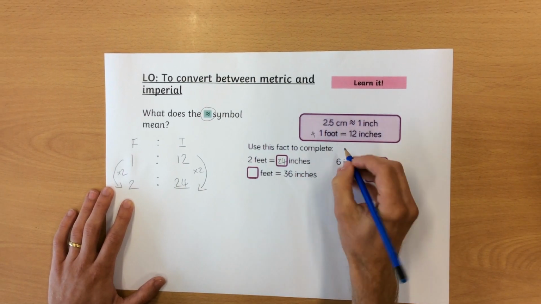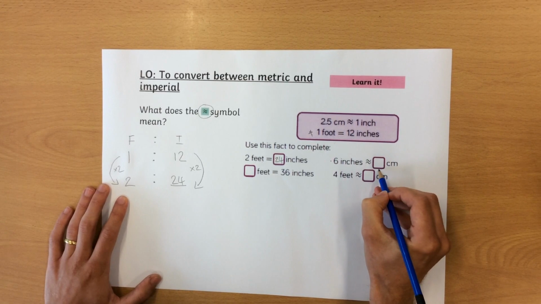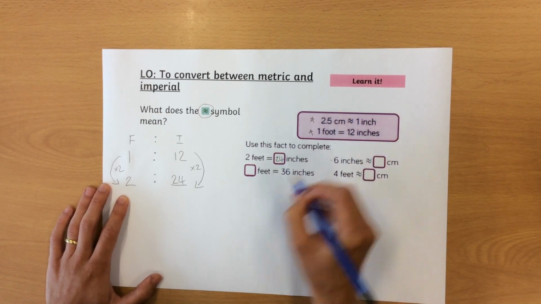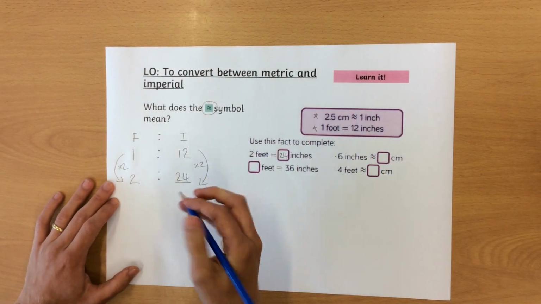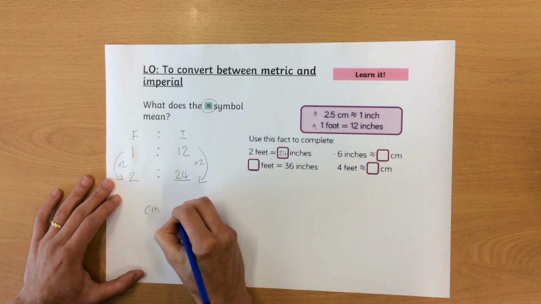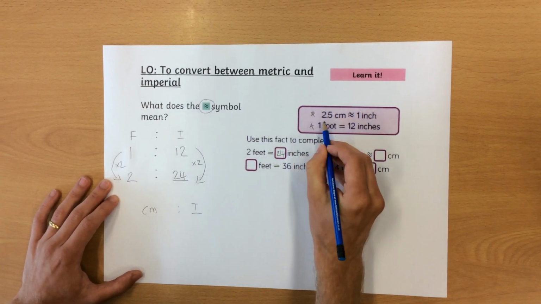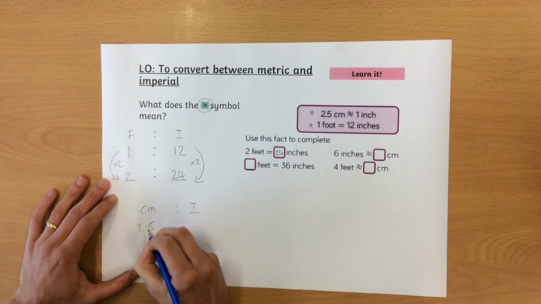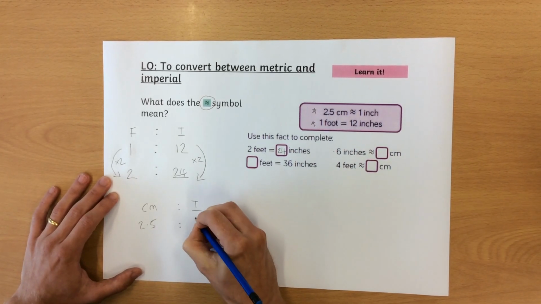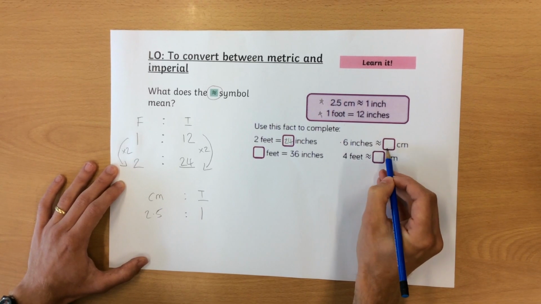Now the next one is the final one I'm going to be looking at today. It's this question: 6 inches is approximately how many centimeters? For this calculation, I'm going to be using my top fact. So again, I'm going to convert this to a ratio. This time, I'm going to use cm for centimeters, but we're still using inches, so I'll keep the I again. And this time, it's 2.5 centimeters is approximately, or 2.5 to 1 inch. 6 inches is approximately how many centimeters?